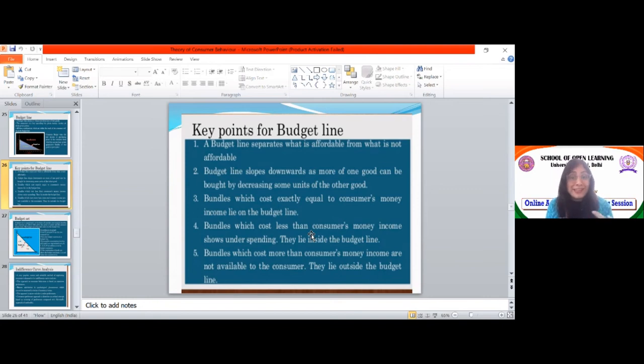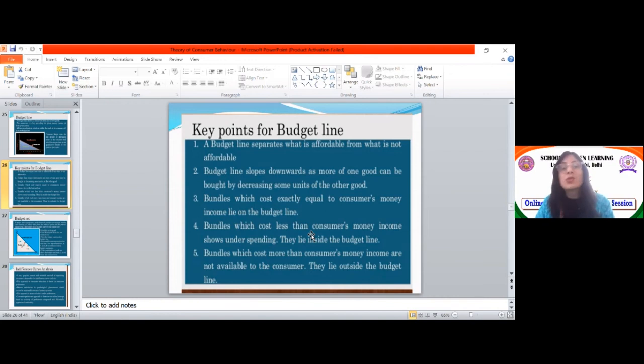So if we have to exhaust the budget line, we have to purchase two goods and we have to increase one and decrease the other one. Now, bundles which cost exactly equal to the consumer's money income lie on the budget line. Bundles which cost less than the consumer's money income show under-spending. Obviously, if the bundle is inside the budget line, we are not spending our full income. So they lie inside the budget line, and whenever we are on the budget line, we are just exhausting our income, and we cannot afford beyond that. So bundles which cost more than the consumer's money income are not available to the consumer. They lie outside the budget line.